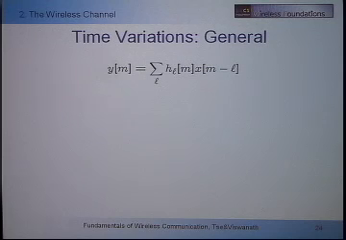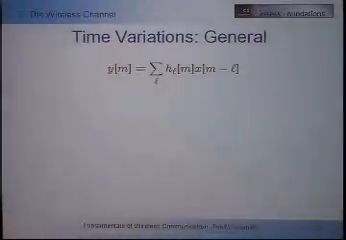Okay. So let's look at this in general, what's happening here. How does this Doppler shift enter into our model? So we have our model here. Y[m] equals the sum of h_l times x[m-l]. The only thing that changes when we introduce time variation is that this tap gain is now a function of m.